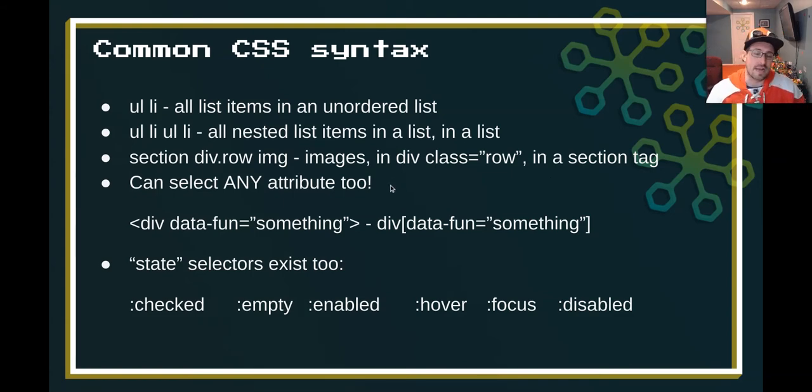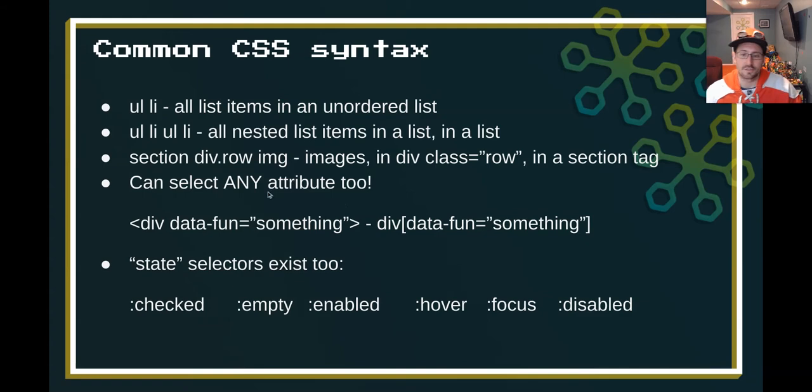And you can select on attributes. There's kind of a built-in advantage for the dot selector for classes and the pound sign for IDs, but you can select on any other attribute you want. So you could have made up attributes, more or less. You could have div data-fun equals something, and then you could target that in CSS using a different bracket instead of the curly bracket: div, data-fun, so this is your attribute, equals something in this case.